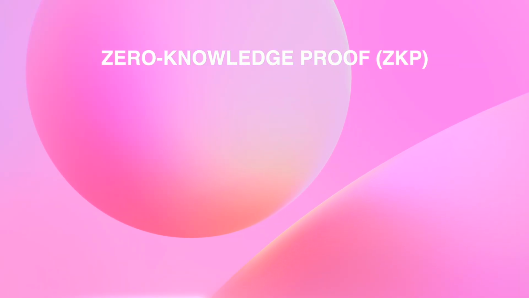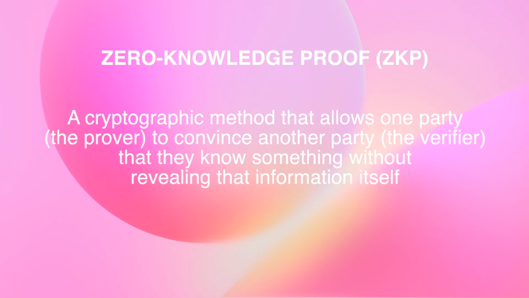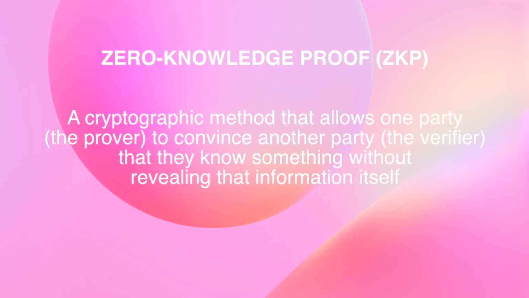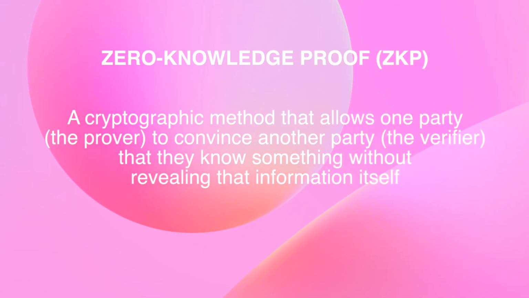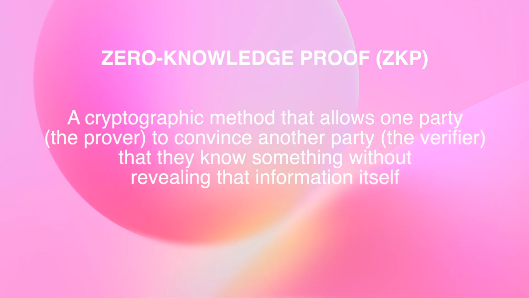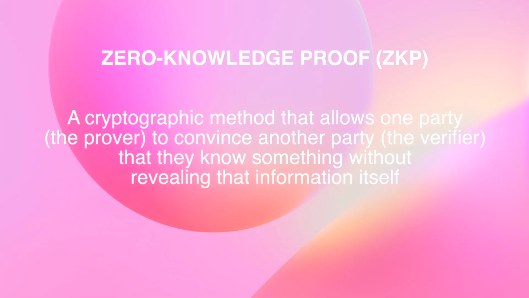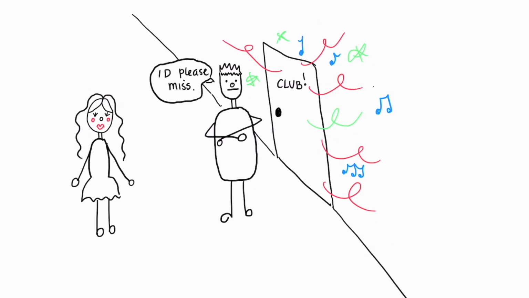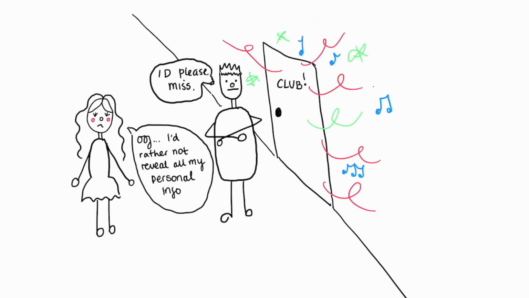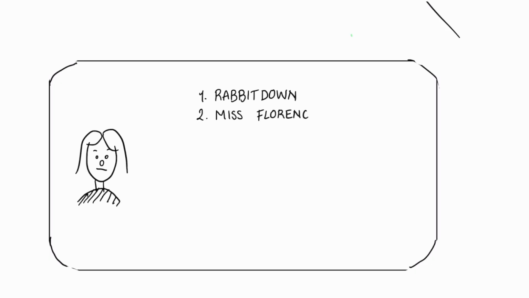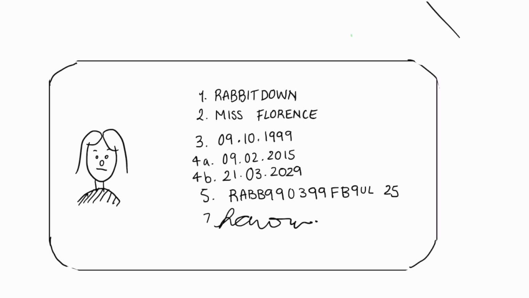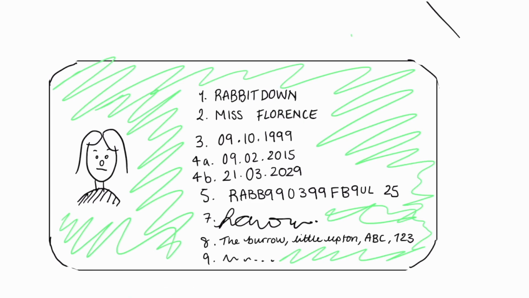To create a little definition, a zero-knowledge proof, or ZKP, is a cryptographic method that allows one party, who we call the prover, to convince another party, called the verifier, that they know some specific information without revealing that information itself. Let's give a real-world example. Let's say you are over 18 or over 21 and you want to enter a club. In order to prove your age, you would have to reveal your date of birth. What if there was a way to prove that you are over 18 or 21 without revealing your age or date of birth, without having to hand over any ID?